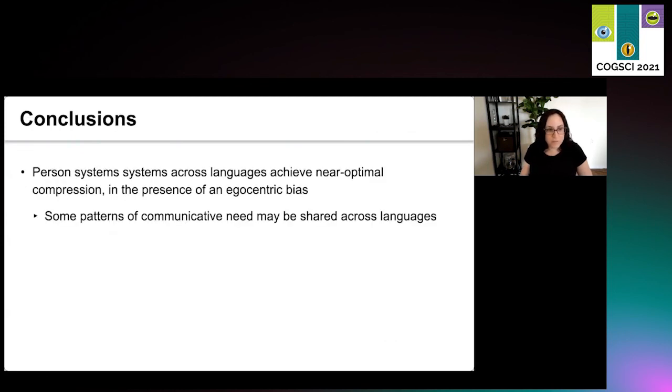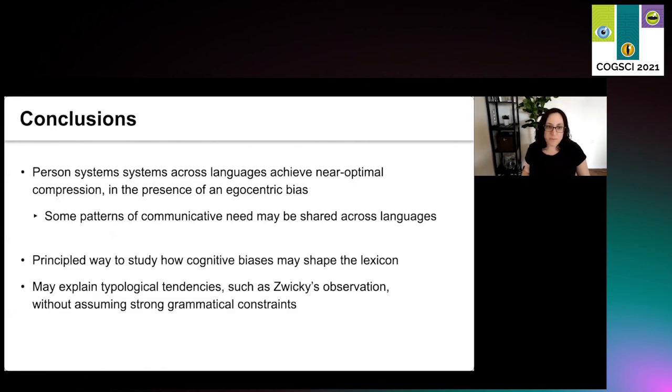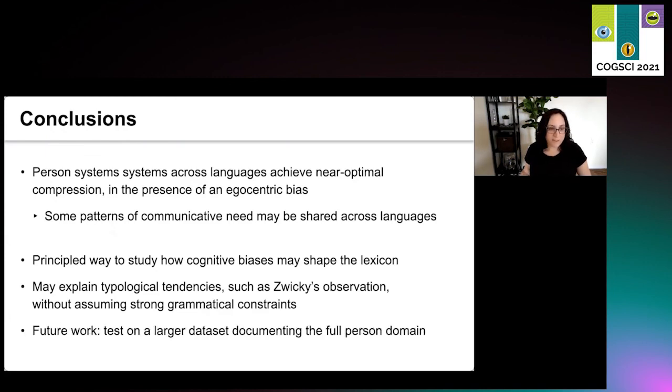So to conclude, we've shown that person systems across languages achieve near optimal compression in the presence of an egocentric bias, and our analysis has also suggested that at least some patterns of communicative need may be shared across languages. More generally, our approach provides a principled way to study how cognitive biases may shape the lexicon and may explain typological tendencies such as Zwicky's observation without assuming strong grammatical constraints. However, an important direction for future work is to further test our models on a larger typological data set that documents the full person domain.